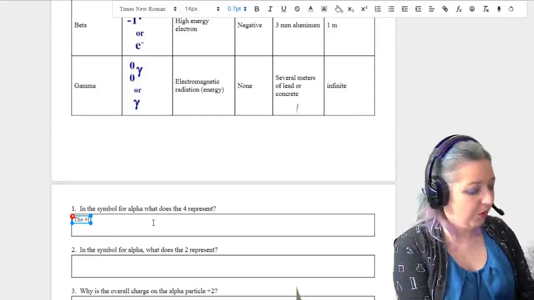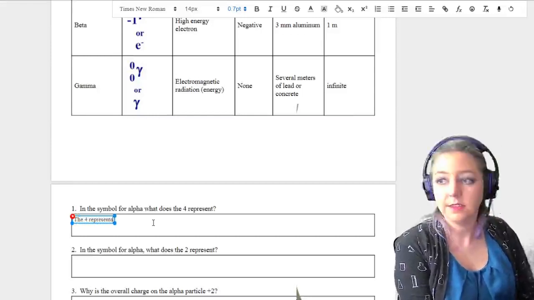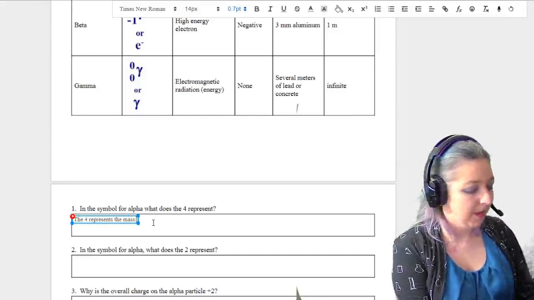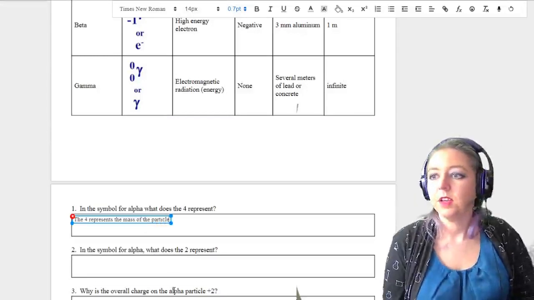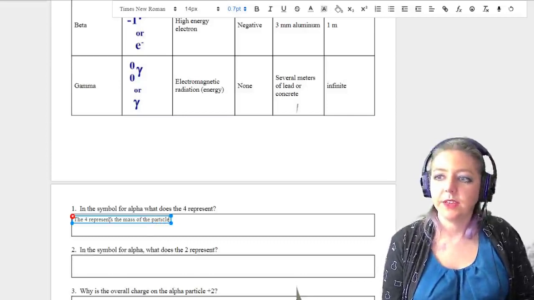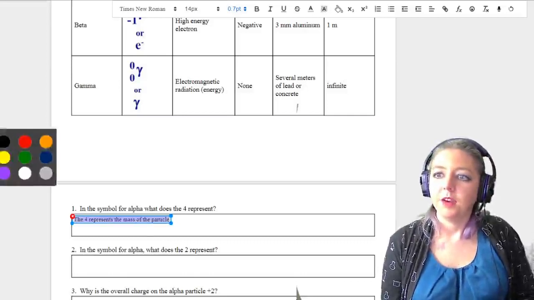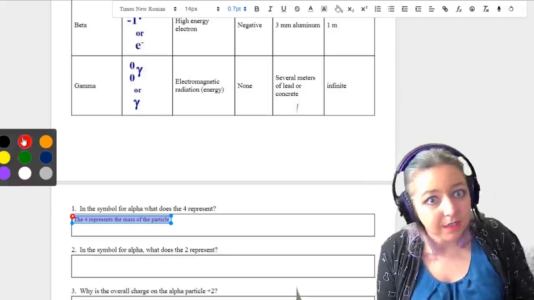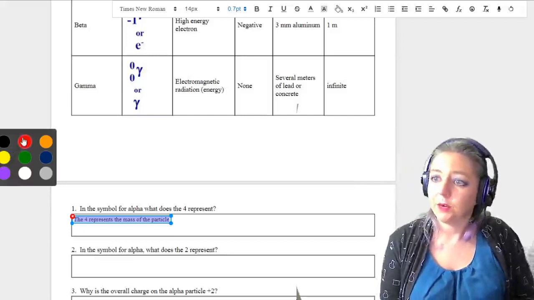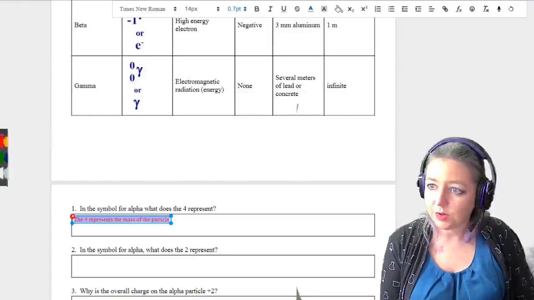The 4 represents the mass of the particle. Ooh, I don't like that. I don't like that because if that was your work, it would be really hard for me to see. I've got black ink questions and the black ink answer, so go ahead.